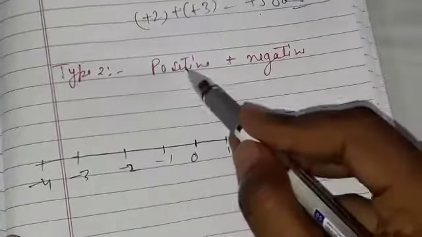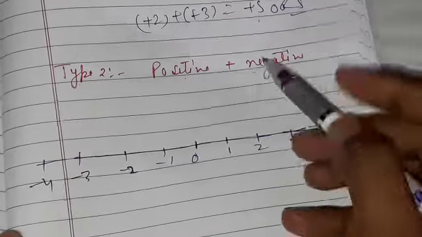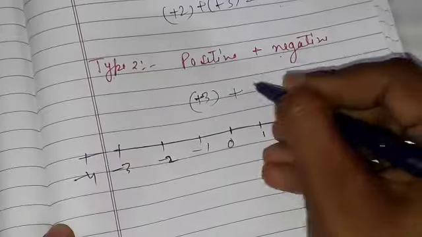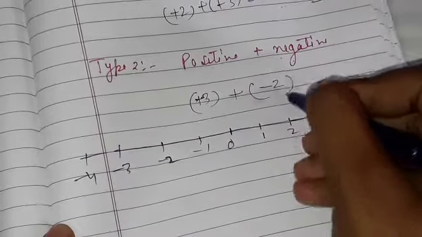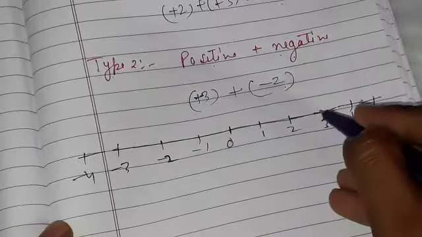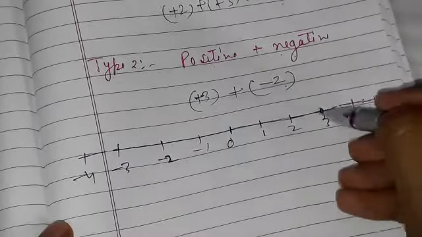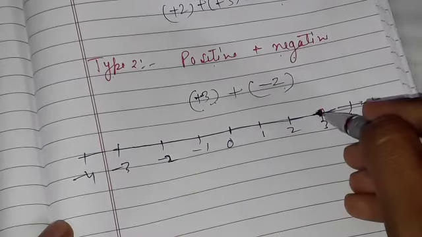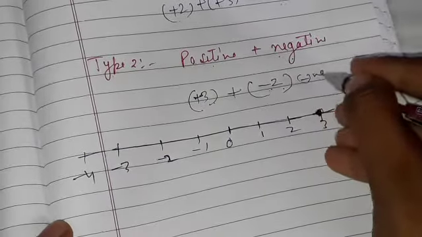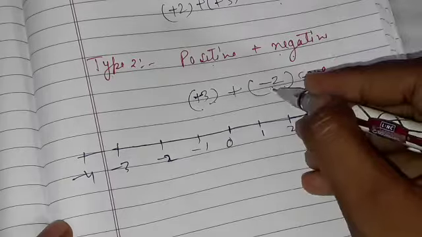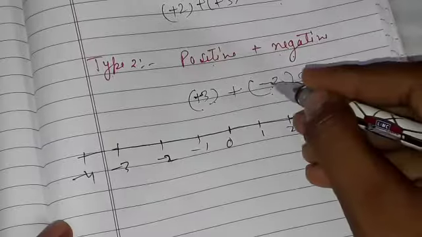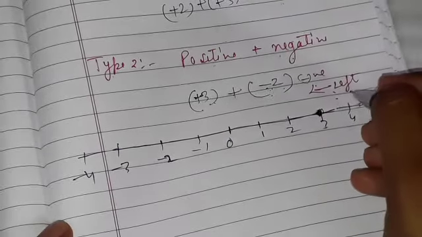Class, your second type is positive integer plus negative integer. Suppose your positive integer is plus 3 plus your negative integer is minus 2. So as I told you, your first integer shows you from where you start your number line. So this is a number from which you start your addition. Now class, it's very important which symbol is here, negative. So negative symbol means class you have to move left hand side. This negative symbol shows you have to move left hand side.